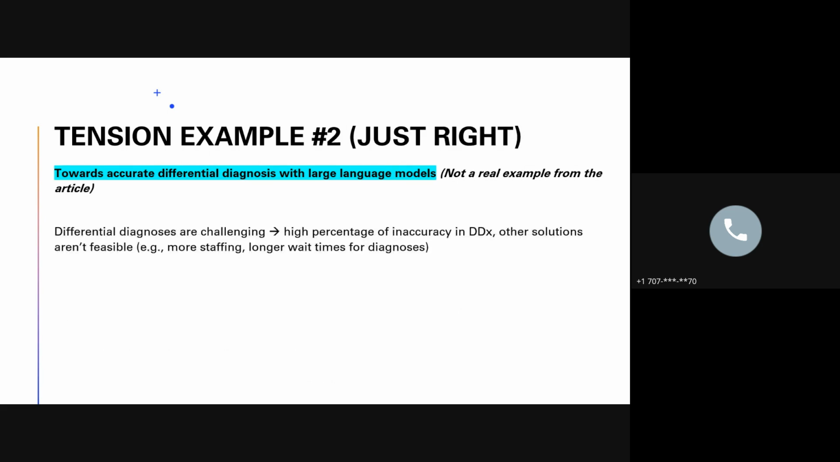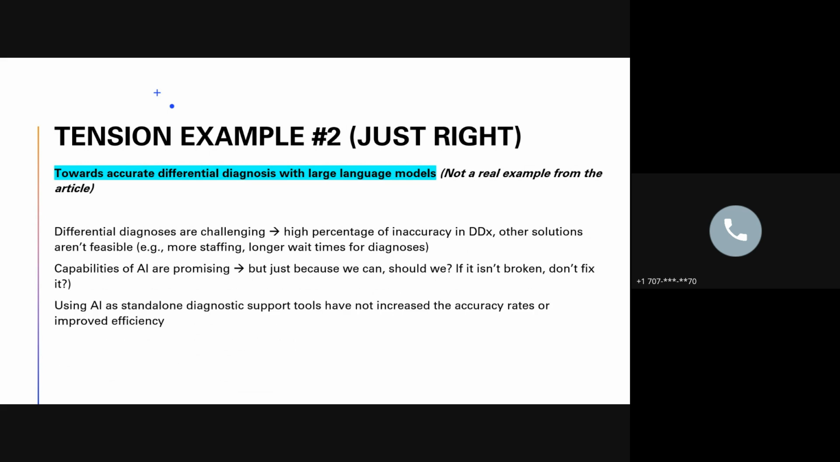And then here's my Goldilocks version. So again, differential diagnoses are challenging. Maybe there's a high percentage of inaccuracy. I don't know that that's true, I'm just saying that. Or maybe it's just an undesirable percentage of inaccuracy. And other solutions aren't feasible, such as more staffing or longer wait times for diagnoses. So AI seems like the perfect thing to intervene. So using standalone diagnostics, AI as standalone diagnostic support tools haven't increased the accuracy rate. So we want to try to use them as collaborative and more interactive tools, such as this tool.